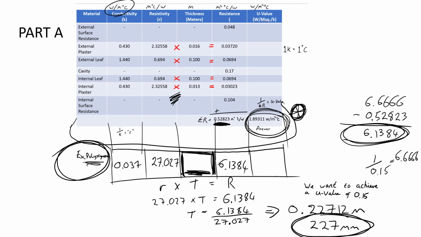And that is our answer. And that's how you do it. You use the table from part A to fill in the values you have to get the value that you didn't have, being the thickness. Okay, and that's how the question is completed.